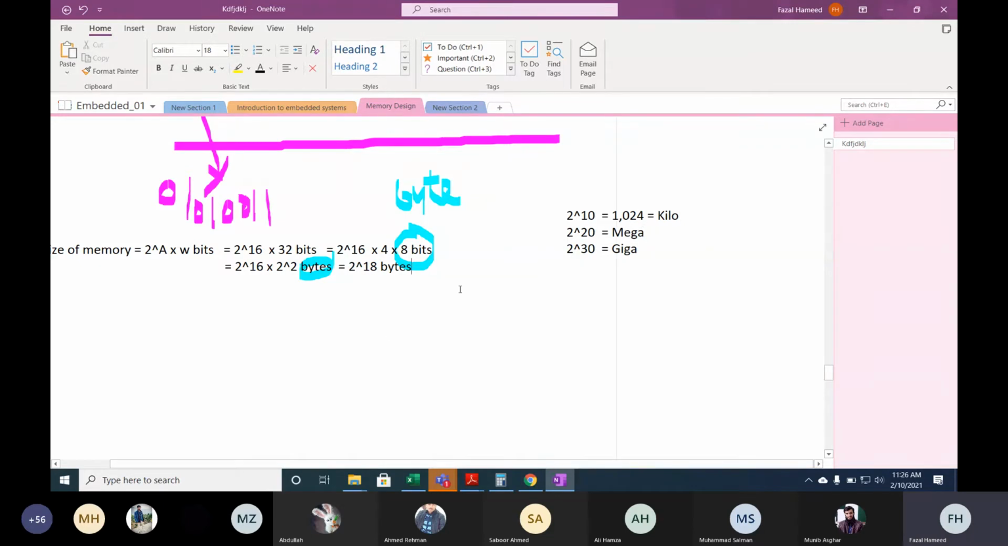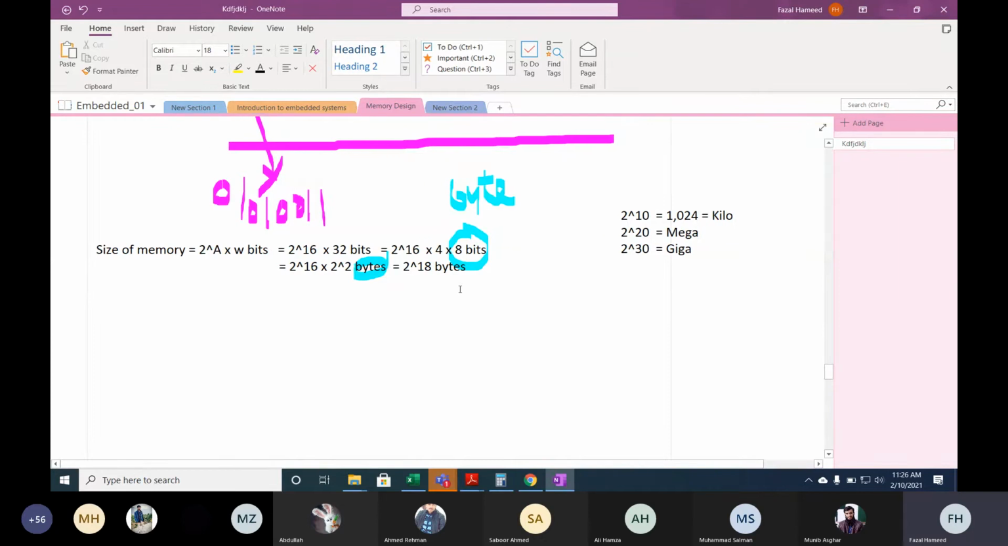Okay, so now we want to convert it into 2 to the power 10. So actually, can I write it like this? 2 to the power 18 is equal to 2 raised to power 8 multiplied by 2 raised to power 10 in bytes, and 2 raised to power 10 is actually equal to kilo. So actually 256, it is equal to 256 kilo.